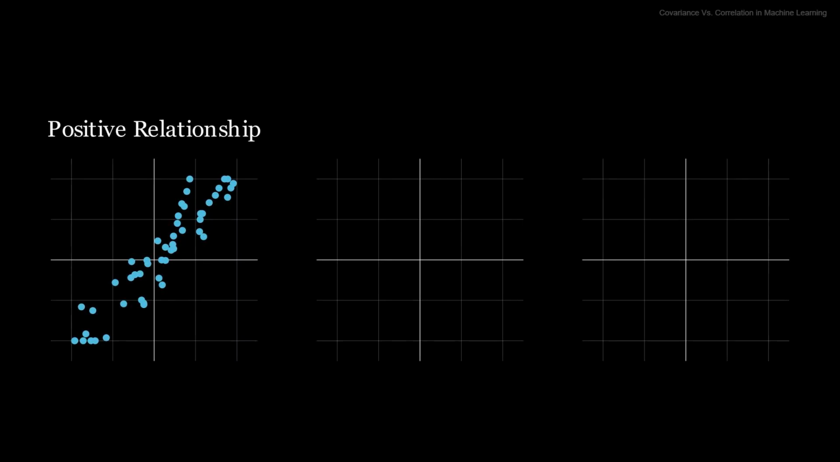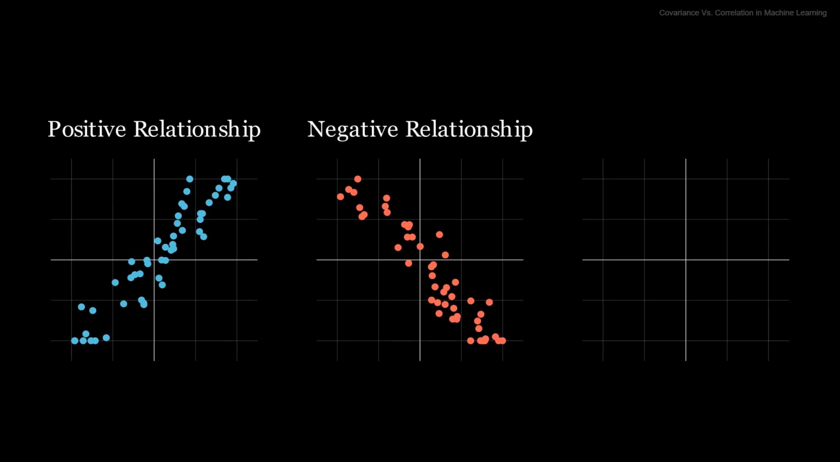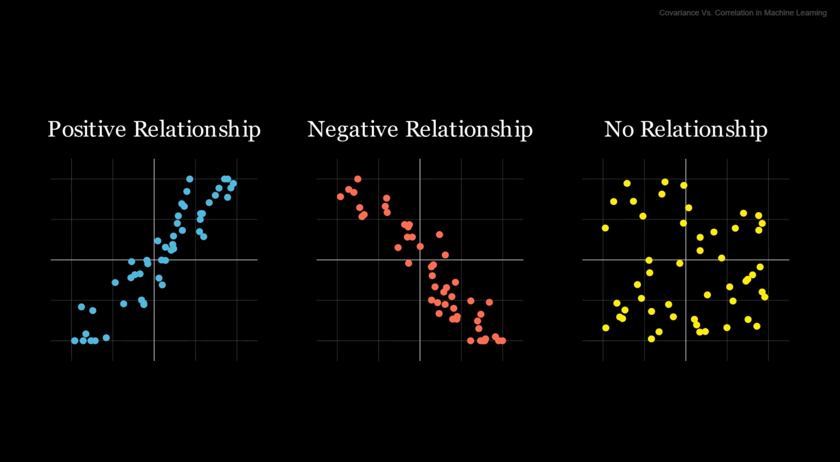Before diving into formulas, let's visualize. The simplest way to see how two variables relate is through a scatter plot. If the points generally go up from left to right, we have a positive relationship, meaning as one variable increases, the other tends to increase too. If they go down, it's a negative relationship. One increases, the other decreases. And if the points are scattered randomly, there's no clear linear relationship.